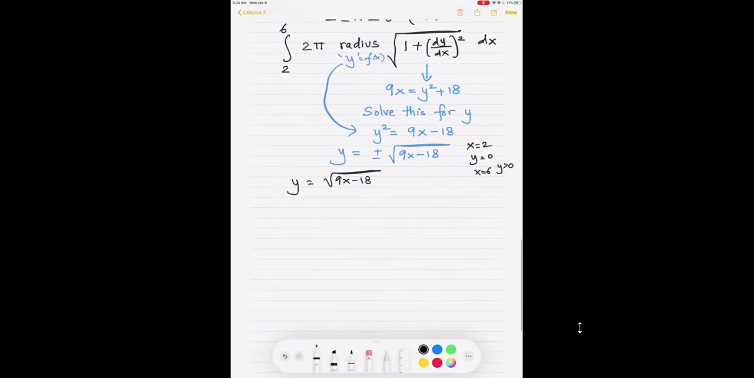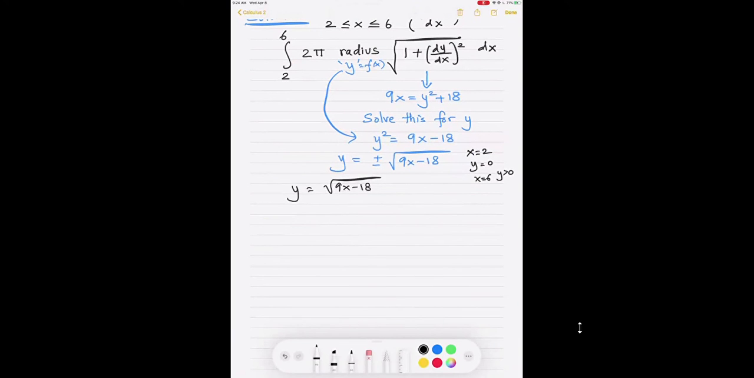And now we start. Remember the integral here. So I'm going to set up the integral first. The integral here is 2 to 6, 2 pi. The radius, because we're going about the x-axis, is y. But because I'm integrating with respect to dx, I'm going to write this radius as the square root of 9x minus 18. And the other bit is the square root of 1 plus dy by dx squared, dx.